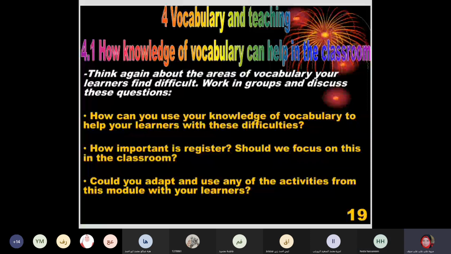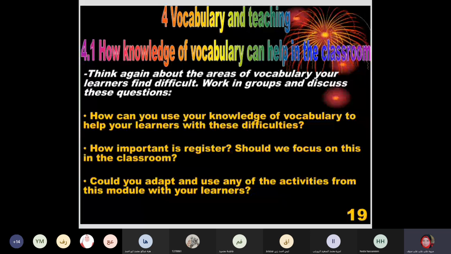So let's move on to the third one, which is, could you adapt? He means change and adjust. Could you adjust, change, and modify, and use any of the activities from this module with your learners? Would you use any of the activities that we have practiced today with your learners?